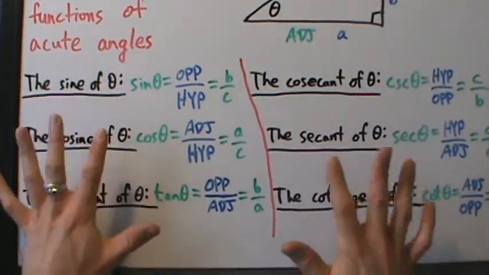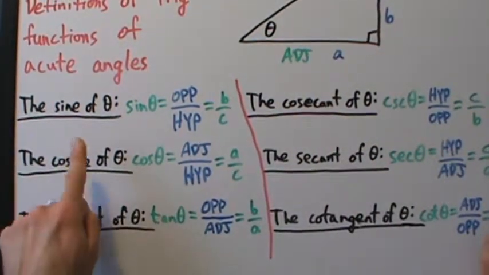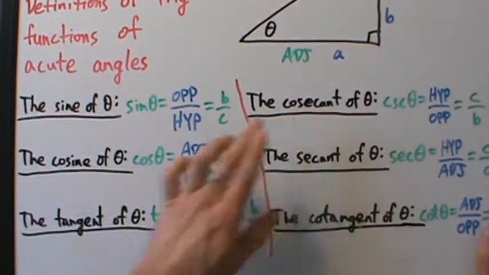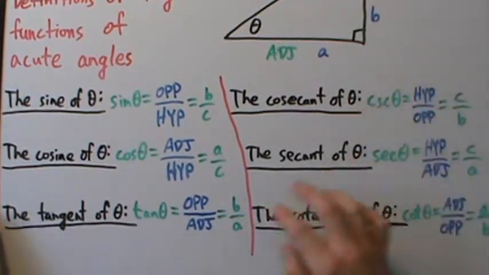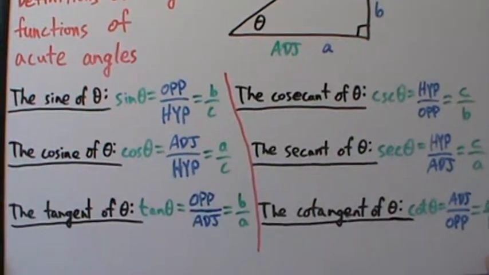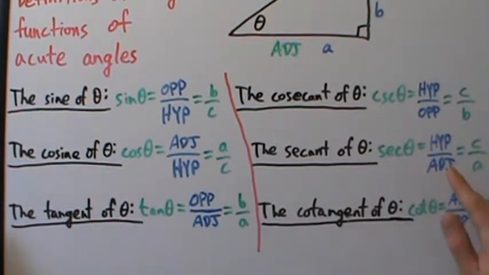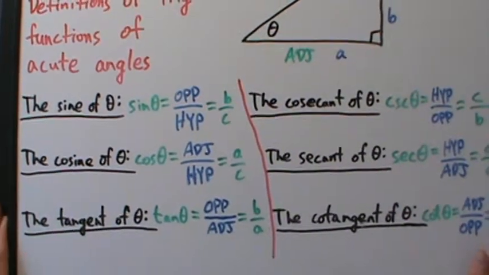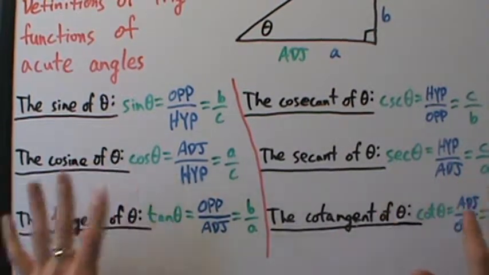It might look kind of weird the way we organize this chart, but notice there are some relationships here. The sine of theta is opposite over hypotenuse, and the cosecant of theta is the reciprocal of that, hypotenuse over opposite. So the cosecant is the reciprocal of sine, and likewise the secant is the reciprocal of cosine. Hypotenuse over adjacent is the secant, and the cosine is adjacent over hypotenuse. We'll explore that a little more in the next video when we talk about some of the fundamental identities and relationships between these.